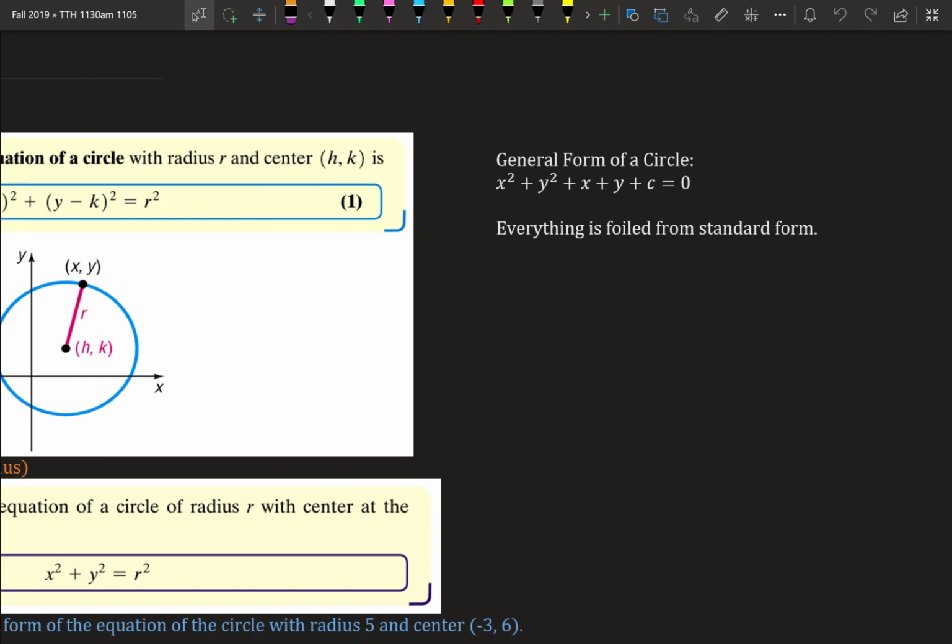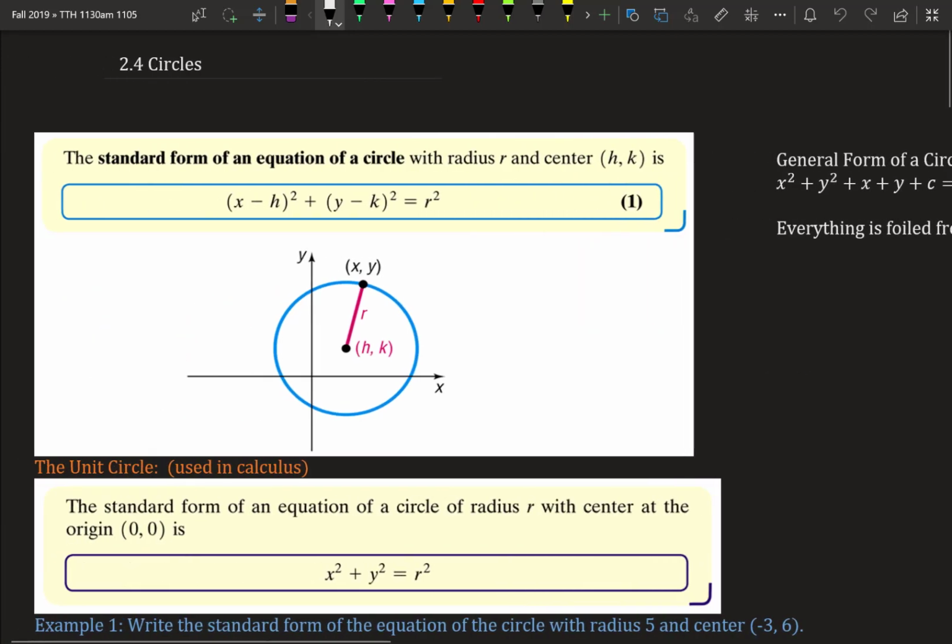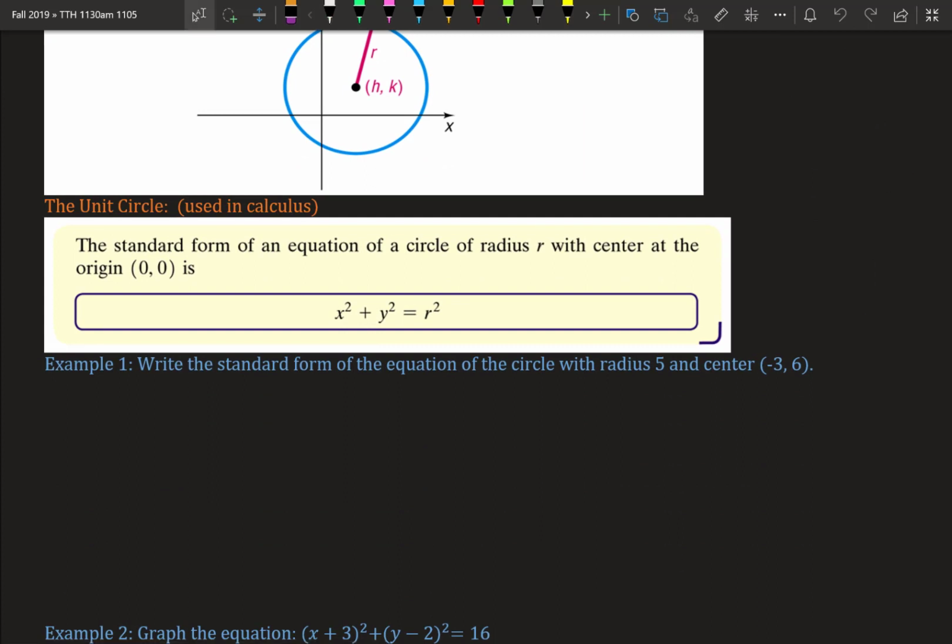The general form of a circle is x squared plus y squared plus Dx plus Ey plus c equals 0, which just means you FOIL everything out from standard form, so you multiply. The unit circle, which is used in calculus, trig, and pre-calc, is the standard form of the equation of a circle with radius r with center at (0, 0), and it's x squared plus y squared equals r squared.